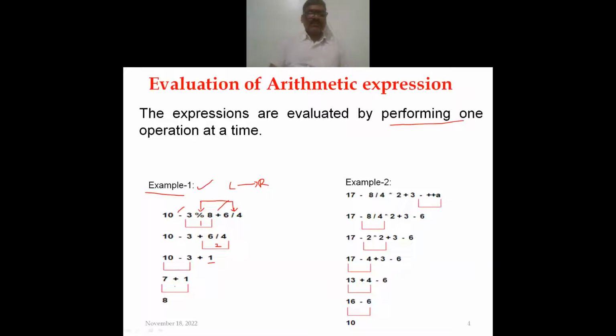So 10 minus 3 is 7, then 7 plus 1 is 8. So the final output of this expression is 8. Similarly, consider the second example here. This example involves some sort of operations.